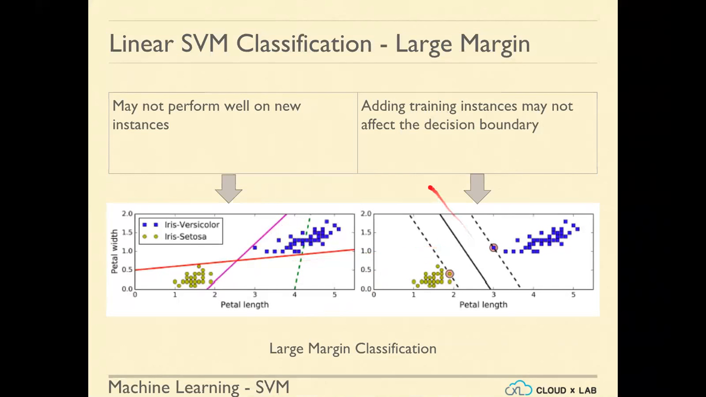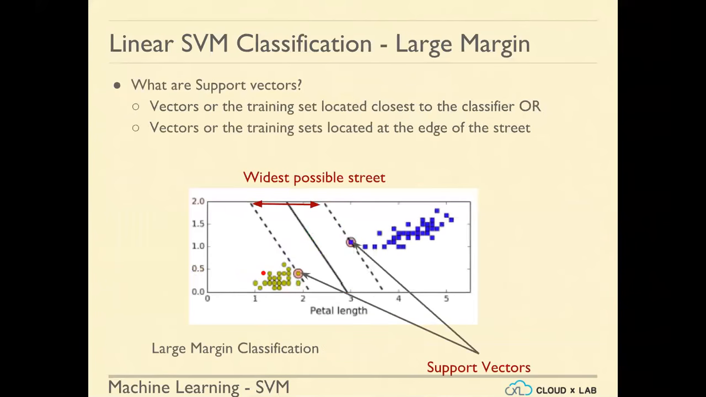Okay, now coming back to here, the training instances may not affect the decision boundary in this case, while here it will keep on impacting it. So what are support vectors? Support vectors are the training data points located closest to the classifier. These data points that you see here are called support vectors.